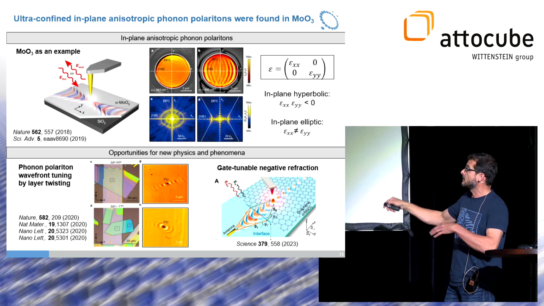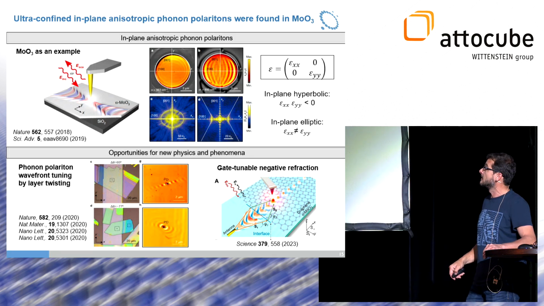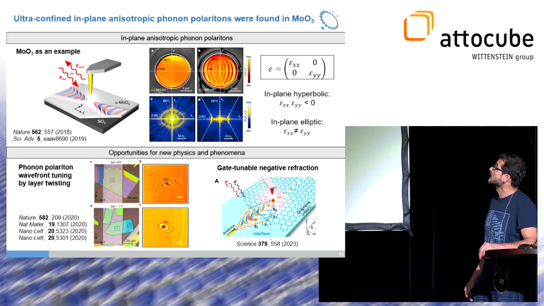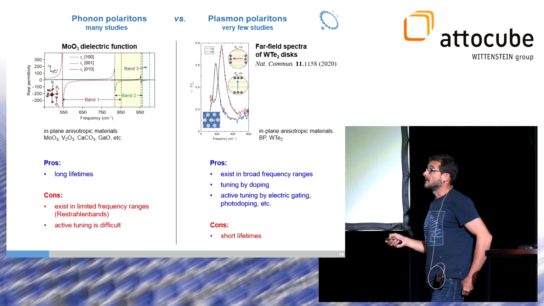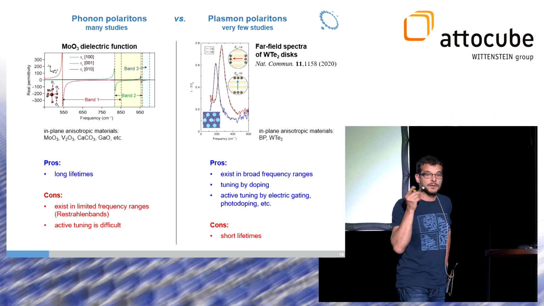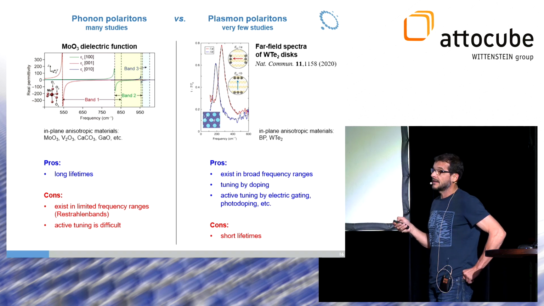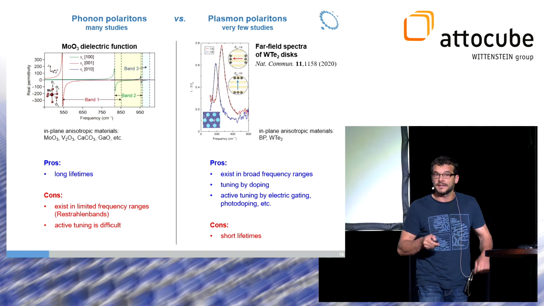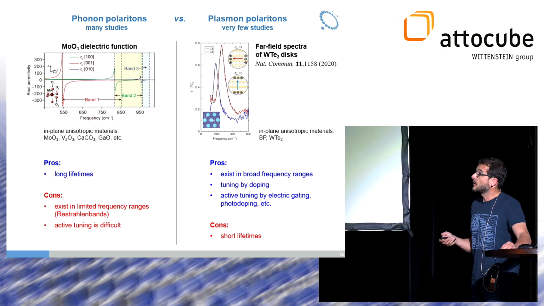And then twisting gives rise to interesting phenomena if you twist two of these anisotropic materials. And well, I don't want to talk about that because people talked about it already. The point here is that these are all phonon polaritons. And phonon polaritons are great because they have very long lifetimes, up to 10 picoseconds or more. The problem is, however, they are barely tunable, so we cannot gate hBN and then change the dispersion like we can do, for example, with graphene.